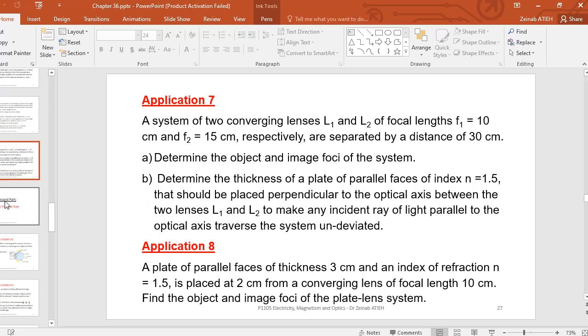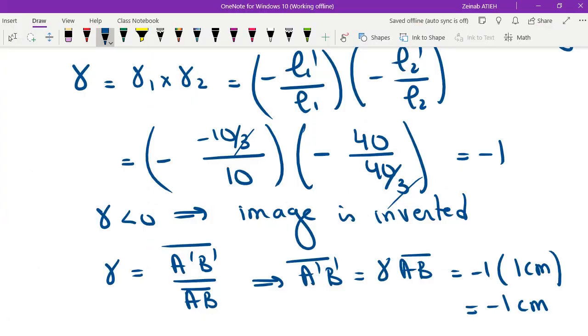هيدا مثل السؤال اللي أنا حليته من شوي بدنا نلاقي ال object focus وال image focus. I will do it بس كمان rapidly. Okay, so let's do application 7 كرمال ما حدا يرجع يسألني عنه بعدين.